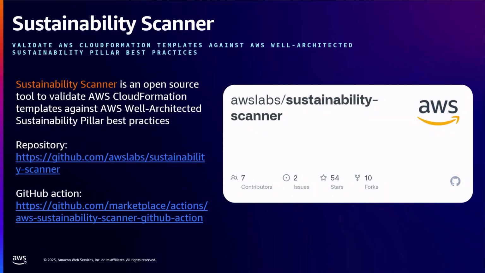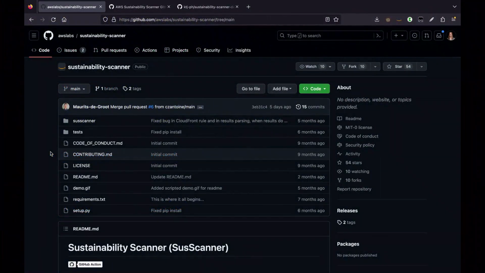There's also another tool which is called Sustainability Scanner. We launched it this year. It's an open source tool that checks your infrastructure against Well-Architected sustainability pillar best practices. And it does this at build time, so before you deploy your applications to production. Let's see how this works in practice.